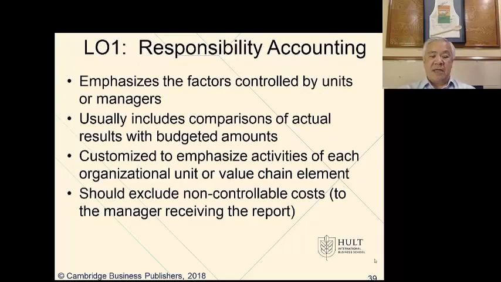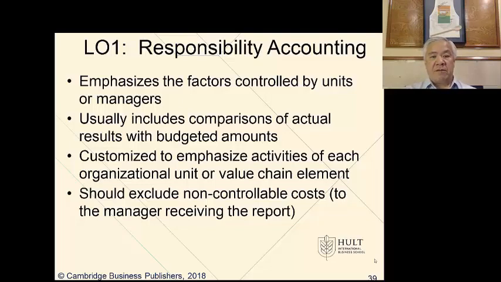First, on responsibility accounting, it emphasizes factors that are controllable by the managers. This usually looks at the comparisons of actual results in dollars to what they budgeted, since they created the budgets. And we customize the activities of each organizational unit or value chain so that we can show responsibility and authority and therefore have reporting follow.